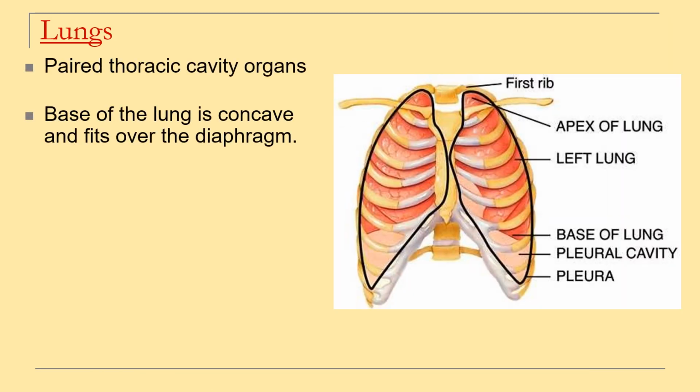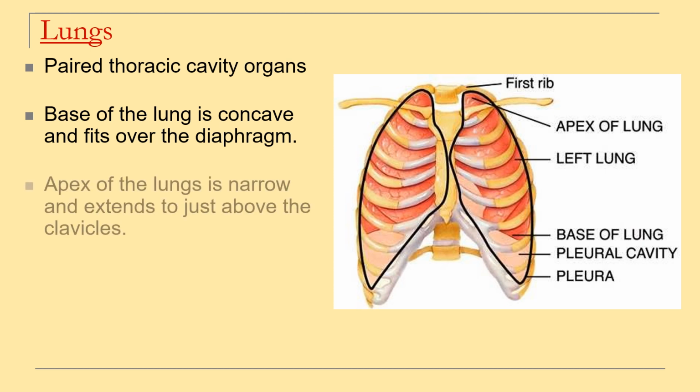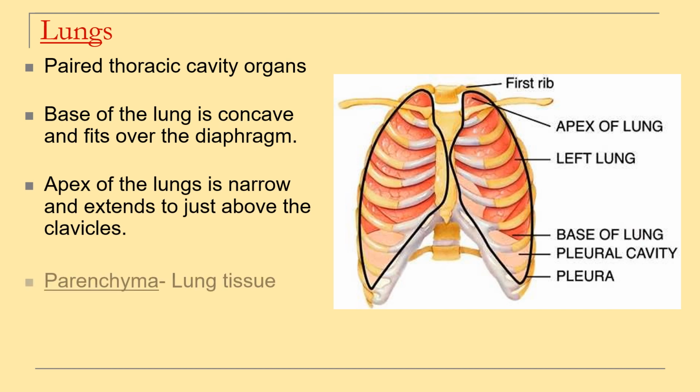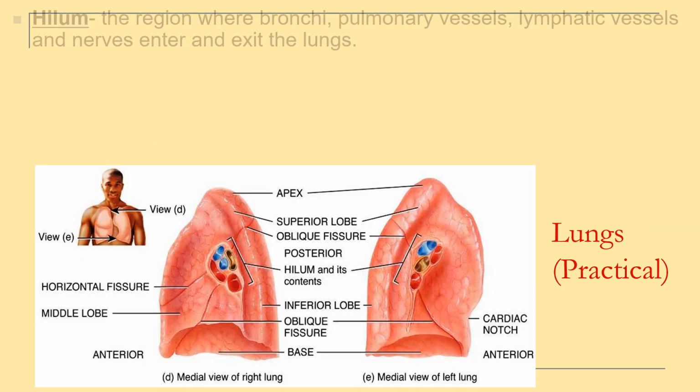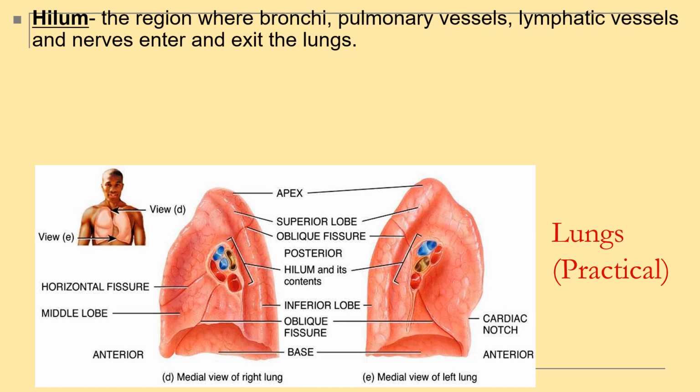All right, into the lungs. Paired thoracic organs. The base is concave and sits over the diaphragm. The apex extends to just above the clavicles on each side. And we actually call lung tissue parenchyma. That's what we call lung tissue. The hilum is kind of that central area. Everything that needs to get into or out of the lungs has to travel through the hilum.